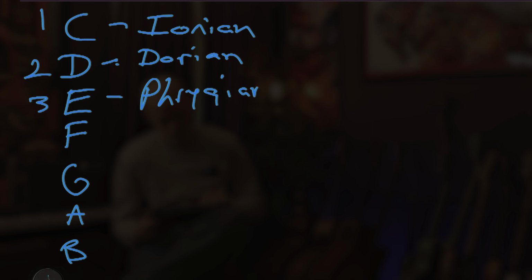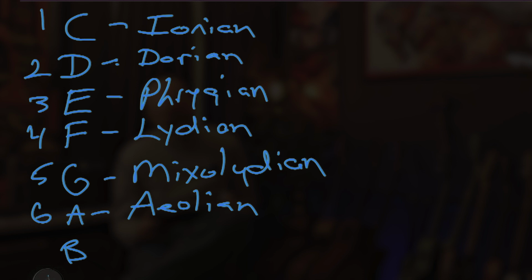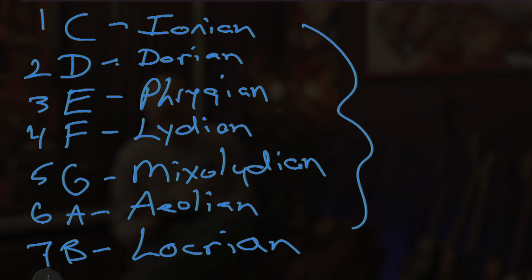Our 2 chord, we can name this Dorian. Our 3 chord, we can name this Phrygian. Our 4 chord, we can name this Lydian. Our 5 chord, we can name this Mixolydian. Our 6 chord, we can name Aeolian. And our 7th chord, we can name this Locrian. These are the names of the modes.